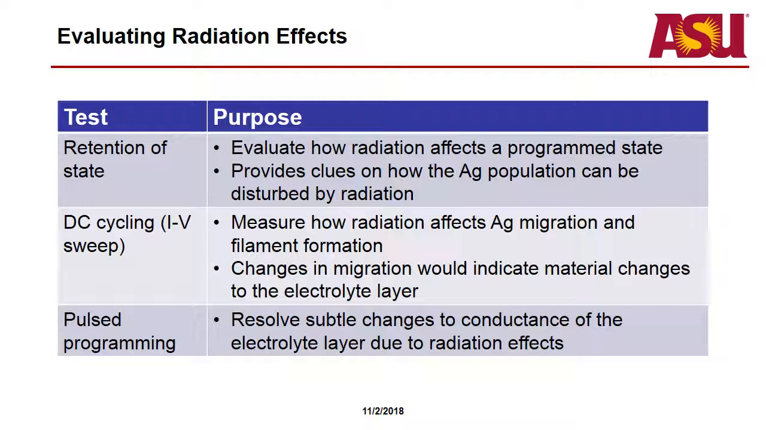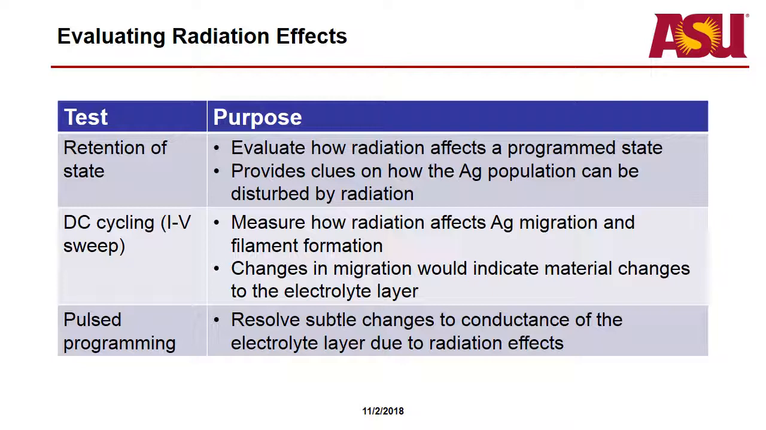For DC cycling, since you get all of those electrical parameters out of doing the IV sweep, such as the erase threshold, programming threshold, the high resistance state, the low resistance state, you are able to resolve any material changes that would affect the ion migration, so essentially the formation of that filament. You'd be able to capture that in an IV curve because it would essentially distort it in some way.